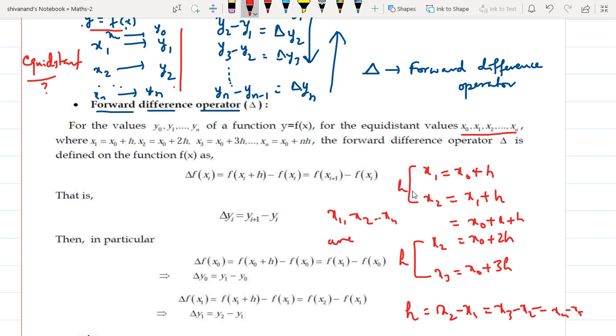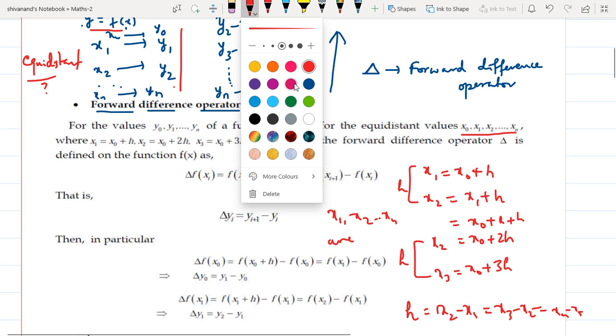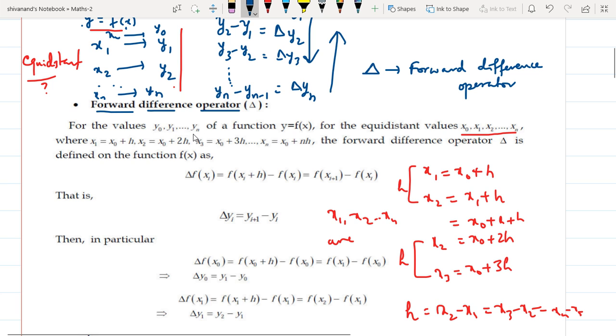If the difference between two consecutive values is the same in any number of terms, you can take any xn minus xn minus 1, or any term, and the difference remains the same, then we can say that this is equidistant. That is what is explained here.